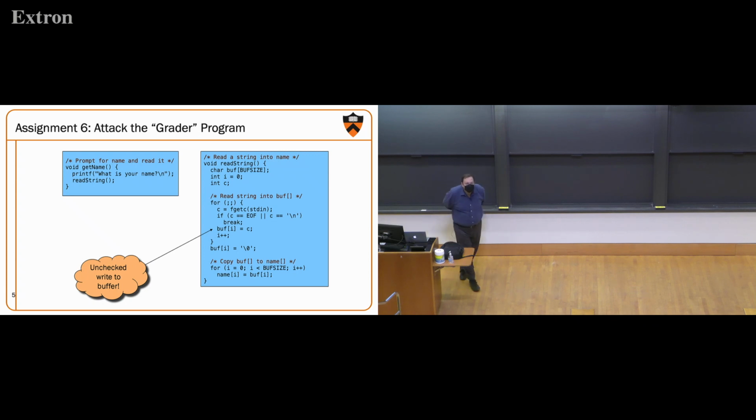Yeah? The buffer size is given to you. It's just an enum in the code, or I think it's an enum in the code, yeah.